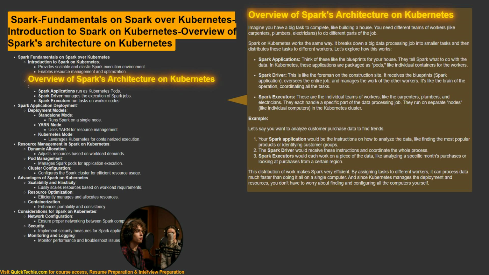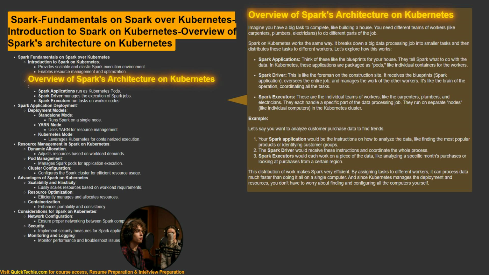Example, let's say you want to analyze customer purchase data to find trends. 1. Your Spark application would be the instructions on how to analyze the data, like finding the most popular products or identifying customer groups. 2. The Spark driver would receive these instructions and coordinate the whole process. 3. Spark executors would each work on a piece of the data, like analyzing a specific month's purchases or looking at purchases from a certain region.